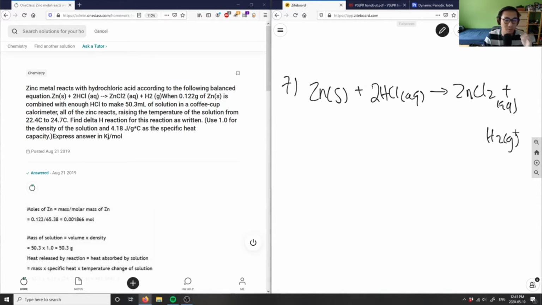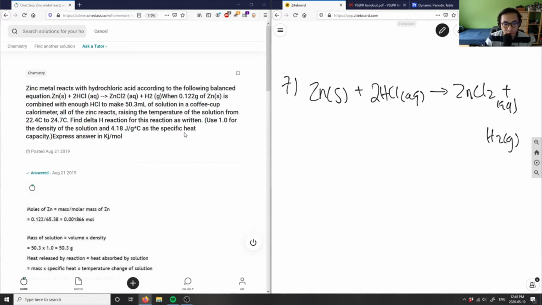It says when 0.122 grams of zinc solid is combined with enough HCl to make 50.3 milliliters of solution in a coffee cup calorimeter, all the zinc reacts, raising the temperature of the solution from 22.4 to 24.7 C. Find the delta H for this reaction. It says use 1.0 for the density of the solution and 4.18 as the specific heat capacity.